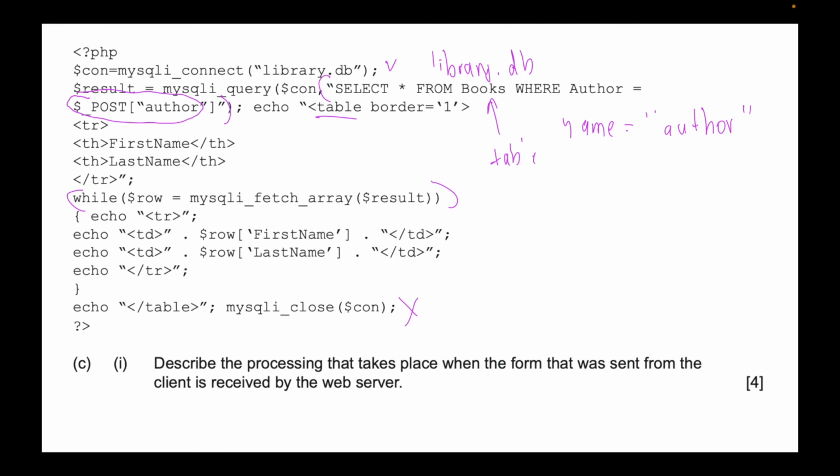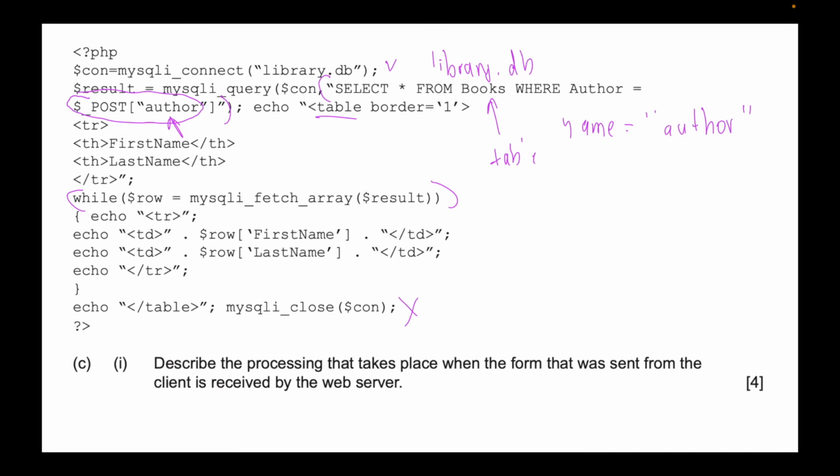So when we say describe the processing that takes place when the form that was sent from the client is received by the web server. So remember, this PHP code is being executed on the web server. Okay. So when this data is executed, so basically the processing that's going to take place is we're going to connect to a database, and then we're going to use the author that was sent, that form field that was sent, to find all the books in our books table in our database that have an author that was submitted by the user.